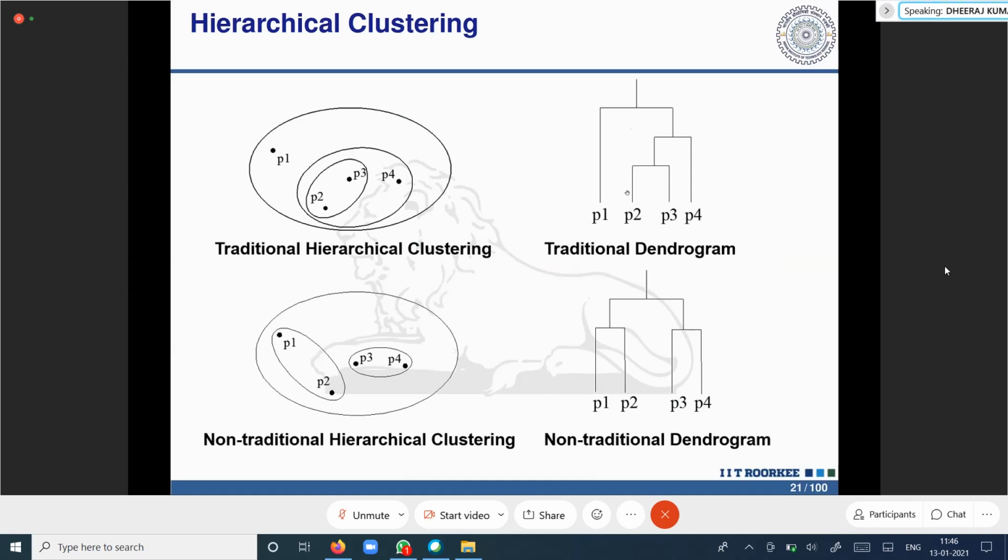So usually we use a structure called a dendrogram to represent this hierarchy, which is more like a tree. So you have P1 attached to the cluster P2, P3, P4. Then within this cluster, you have P4 separate and P2, P3 together. Things like this. So this is the difference between hierarchical clustering and partitional clustering.